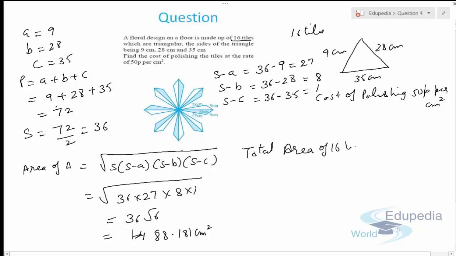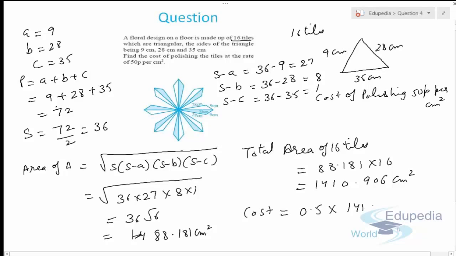of 16 tiles will be 88.181 into 16, right? So this will come out to be 1410.906 centimeter square. The cost will be 50 paisa, so it will be 0.5 into 1410.906. We need to multiply by 0.5, so it will come out to be 705.45 paisa, right? Or we can say rupees.